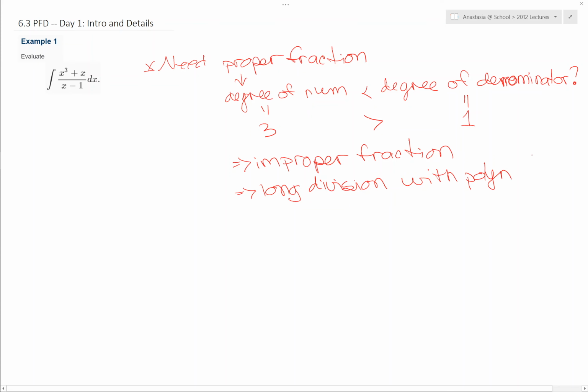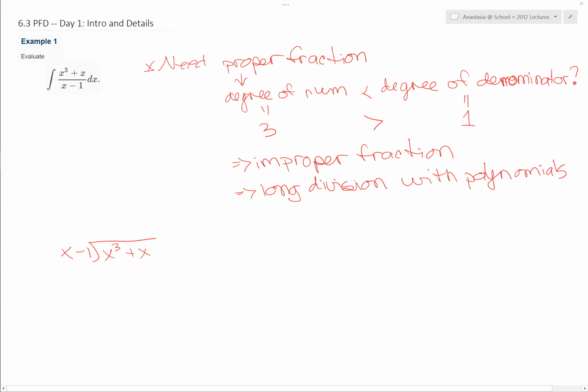So I will go through the details of the long division in this example, and if you need more help reviewing long division, there is a link in the lecture that you can look at. So we are going to take our denominator and divide it into our numerator. So that's x cubed plus x.